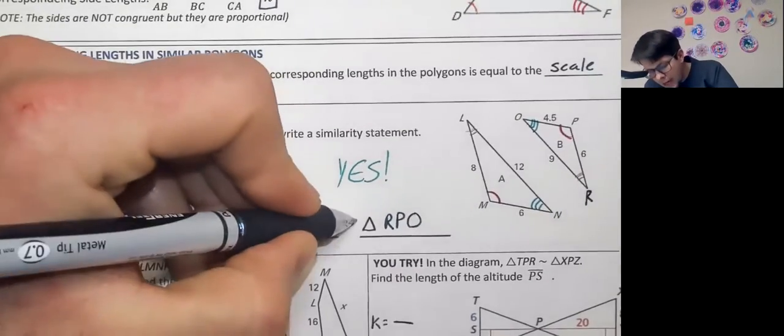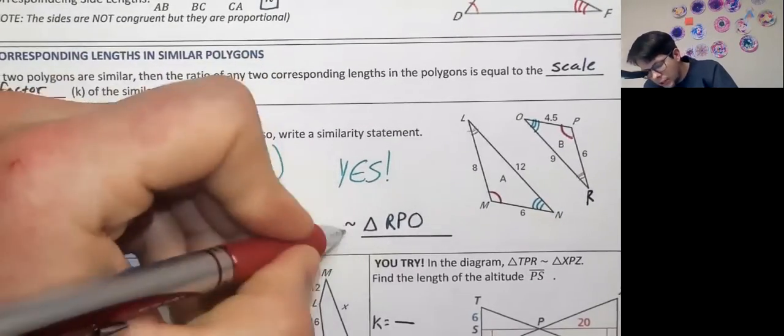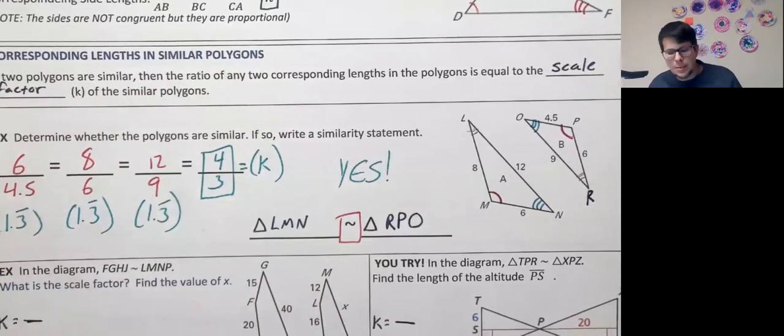Take a look at our similarity sign right here. This is an important fact. It looks similar to a congruent sign, except it's missing that equal sign underneath. It is just the squiggly part right there in the middle.